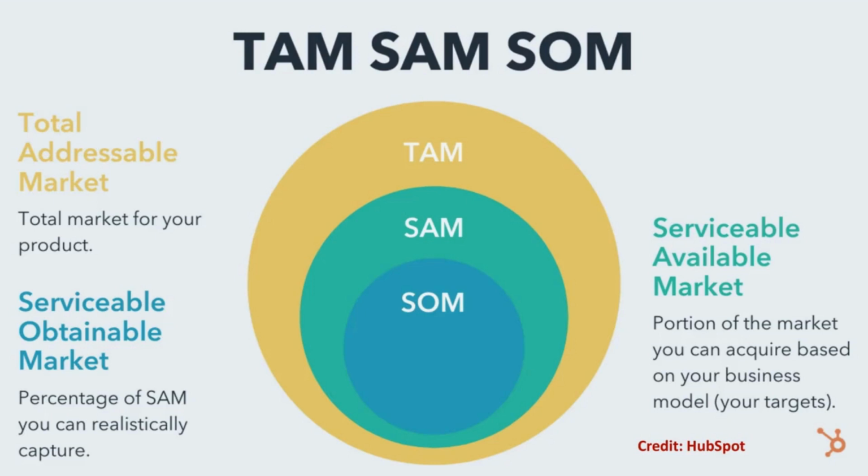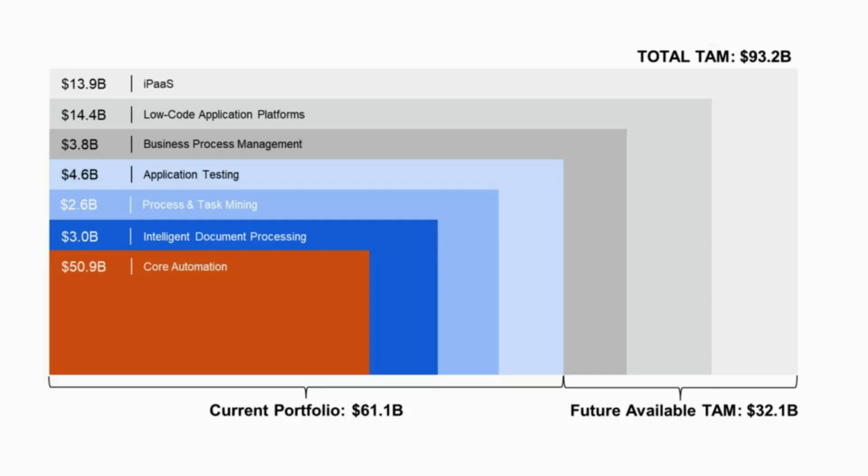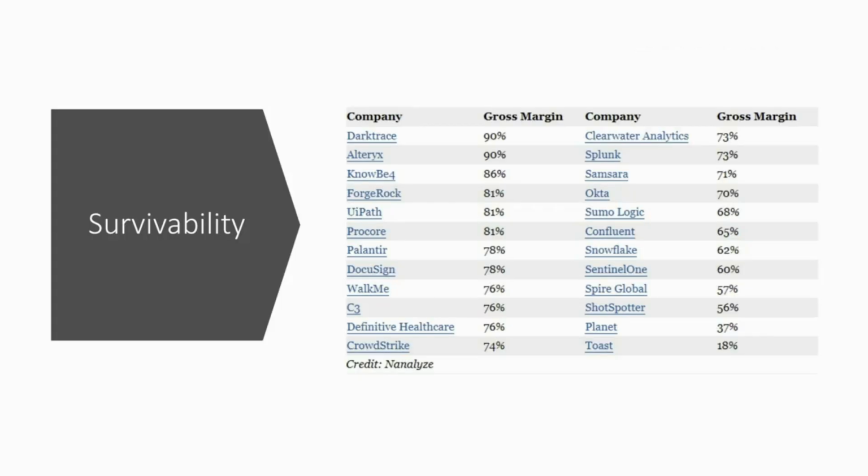Here you can see how UiPath has broken down their offering into these different buckets. And you can see their current portfolio, $61 billion. They hope to expand that in the future to $93 billion. So that's really the opportunity that's in front of a firm.